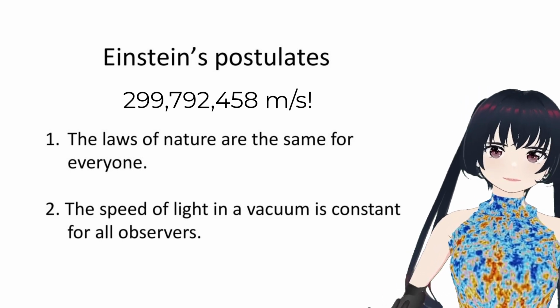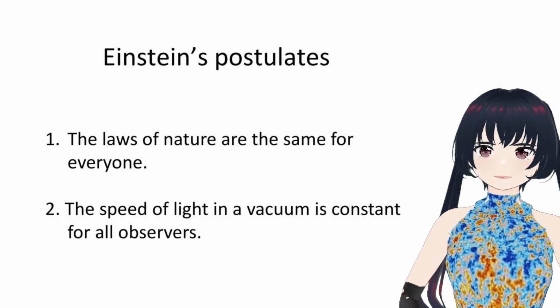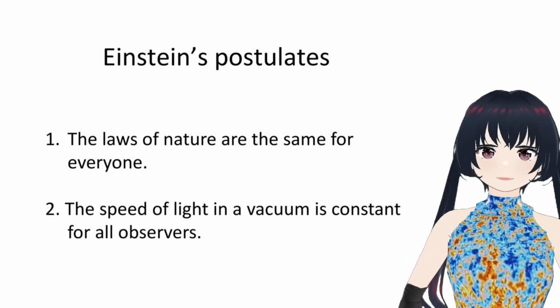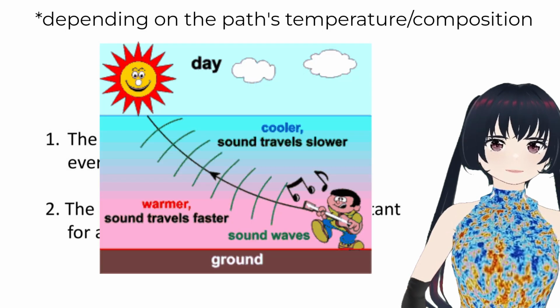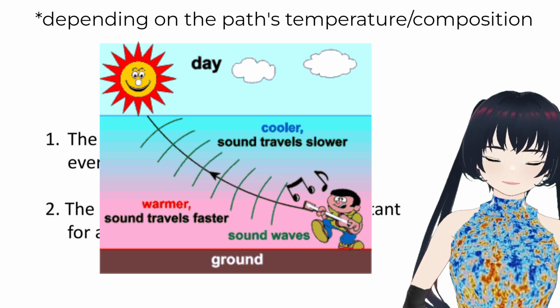Now, this was a revolutionary idea because it contradicted the then accepted notion that the speed of light should vary with the motion of the source or observer, similar to how the speed of sound changes depending on the movement of the source and observer.